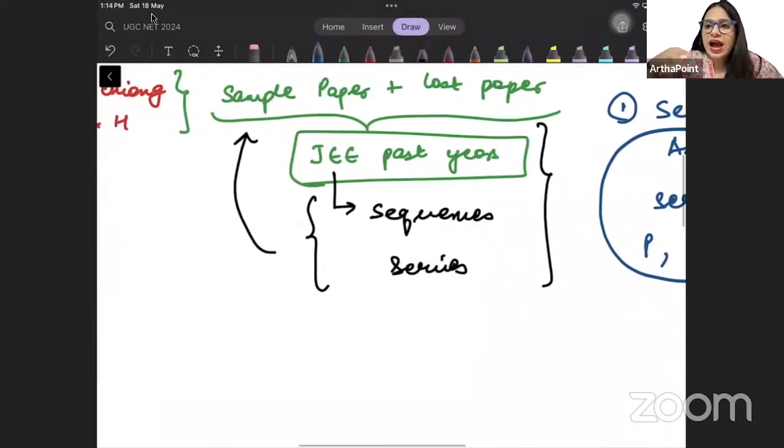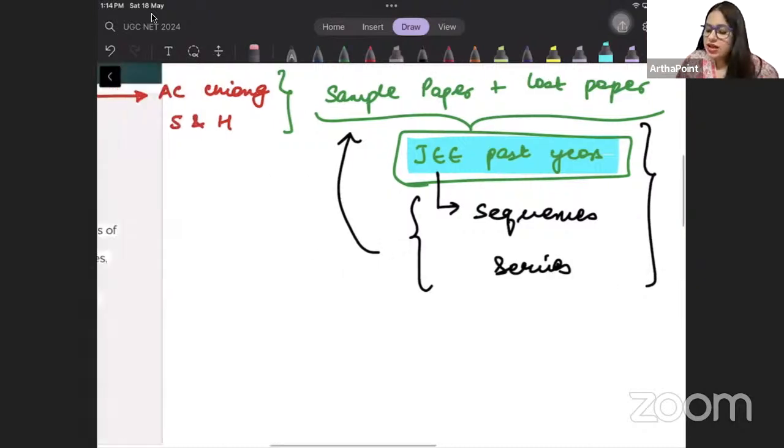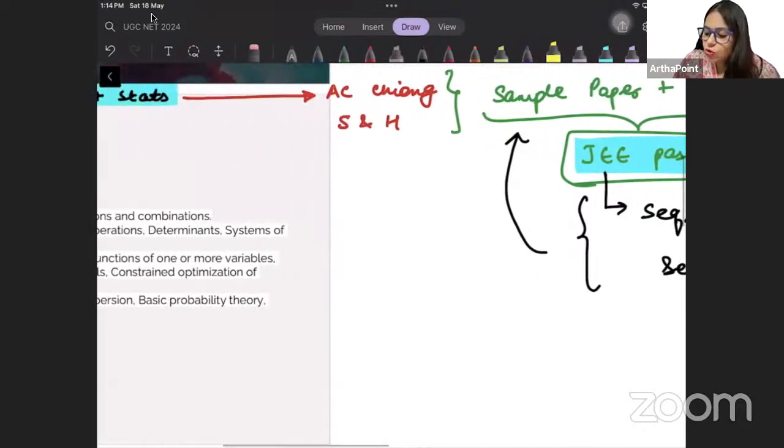So it is a good idea to go back and revise these topics again, to revise probability, sequence, series, AP, GP, permutation, combination from your class 12 RD Sharma or JEE paper. Very, very important, beta. Other than that, you can follow AC Chiang and Sydsaeter and Hammond to do this part.